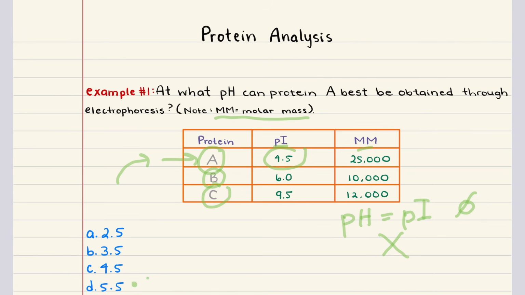Meanwhile, at pH 5.5, protein B is near its PI at 6, so it'll be nearly neutral and it won't migrate much. And then protein C has a PI of 9.5. So it's going to be strongly positively charged at this pH. So it's going to move in the opposite direction. So at a pH of 5.5, protein A will migrate the most, while the others are going to remain mostly stationary and they won't interfere. So that makes D the best answer for problem number 1.